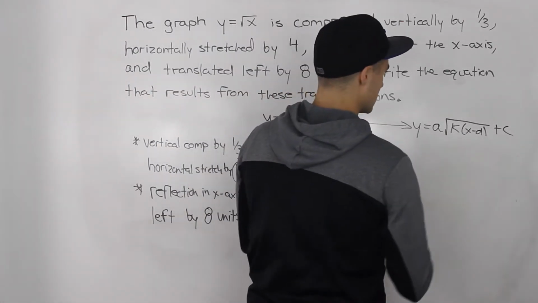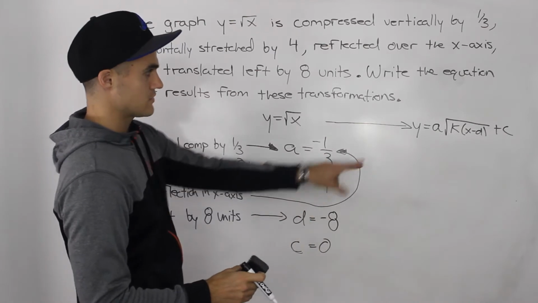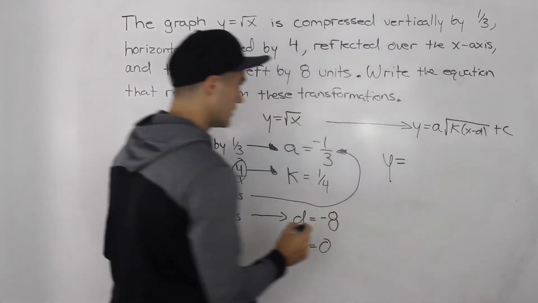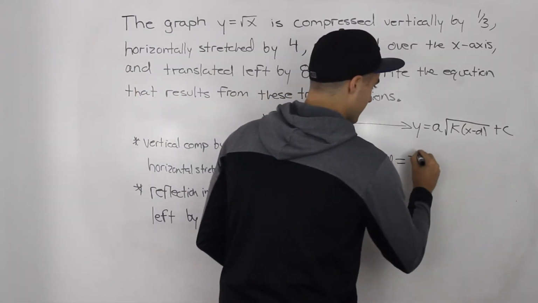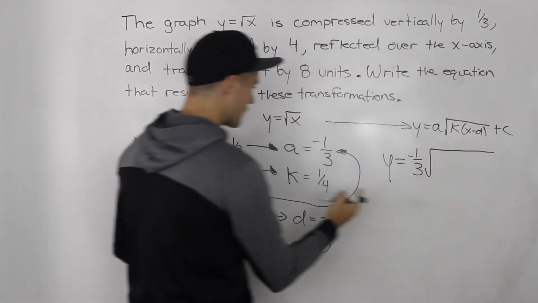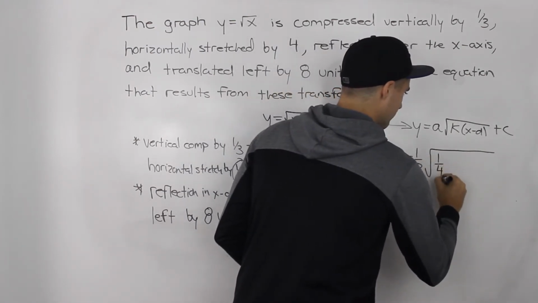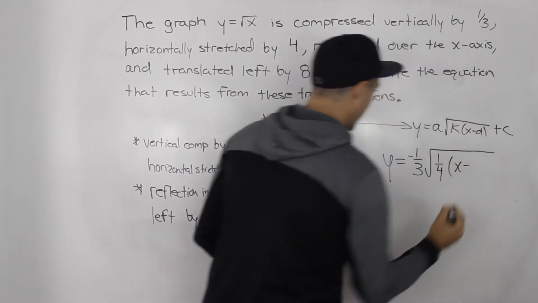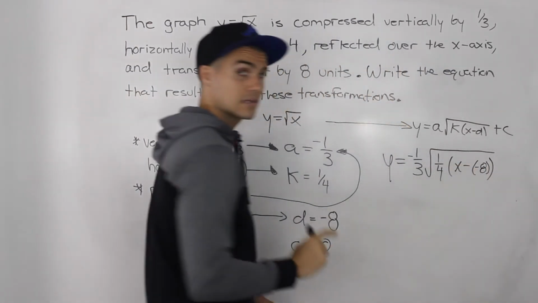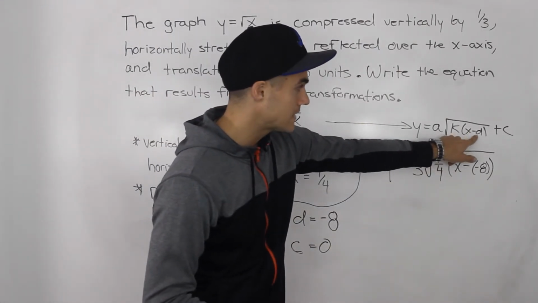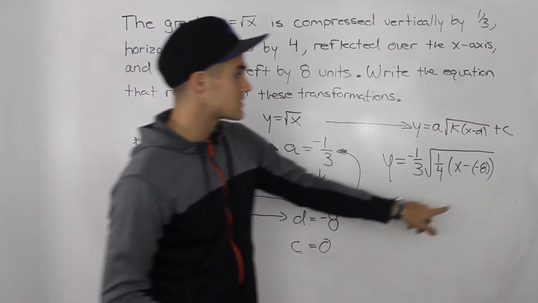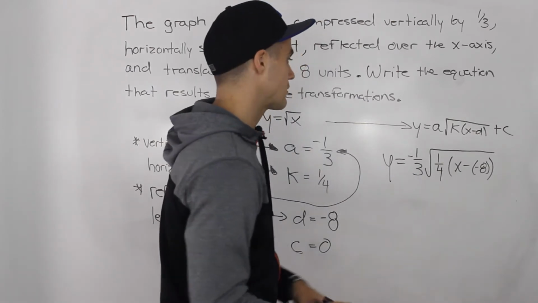Now let's take these transformation values and plug them into that general transformation format. So we've got y equals, the a value is -1/3, so that would be in front of the square root. The k value is 1/4. And then we have x minus the d value of -8, and that -8 is going to be in brackets. So just be careful with that part. x minus d, x minus -8. The d value is -8. And then the c value is 0, so this is just +0. We don't have to write anything there.